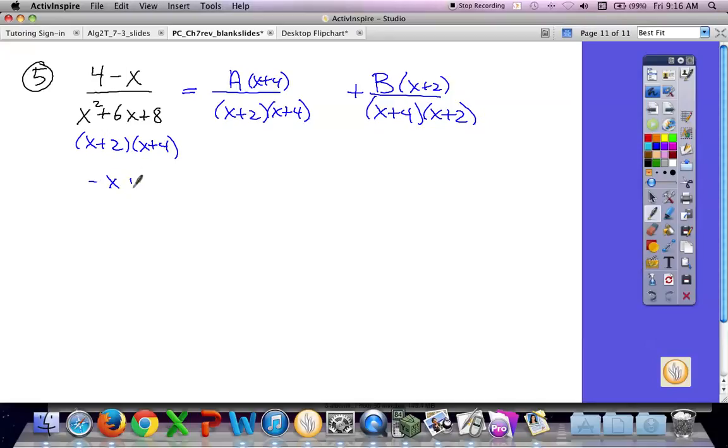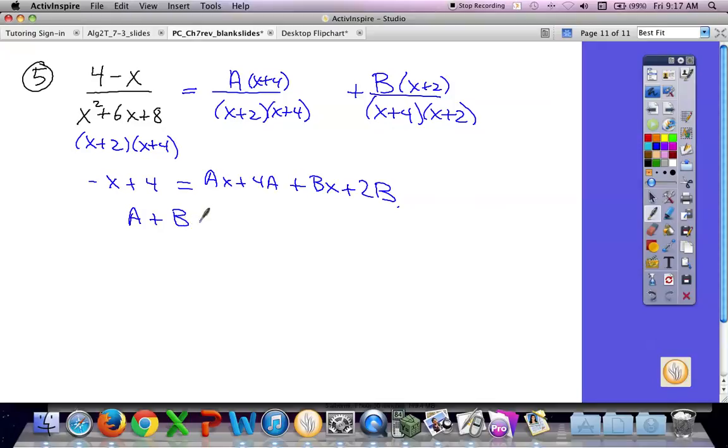And we do it by making an equation out of the numerators, because the denominators are all the same. So if it's the same on one side as the other, it's because the numerators are the same. And we simplify. This is Ax plus 4A plus Bx plus 2B. And then because there are x terms on both sides and there are constant terms on both sides, that's how we set up our system. The x terms over here have to equal the coefficient of -1. So A plus B equals -1.